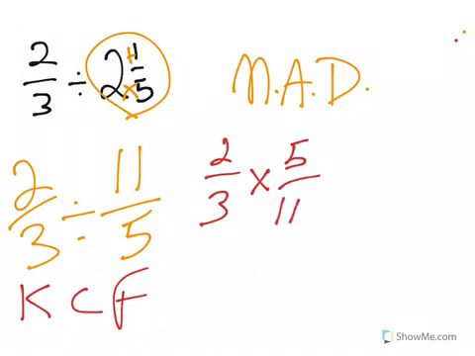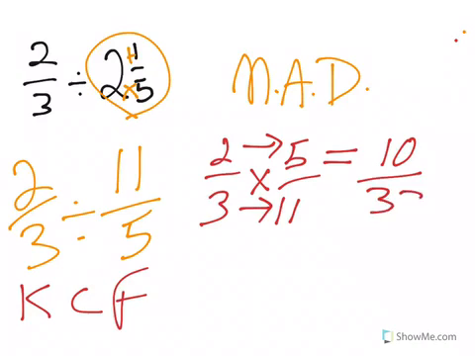Multiply straight across. We've got 2 times 5 gives us 10. We've got 3 times 11 gives us 33. And that is actually going to be in simplest form, so that's our answer.